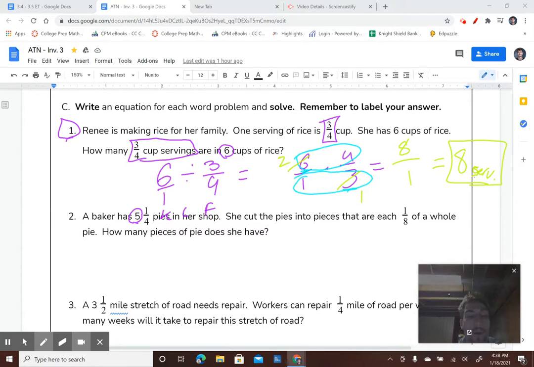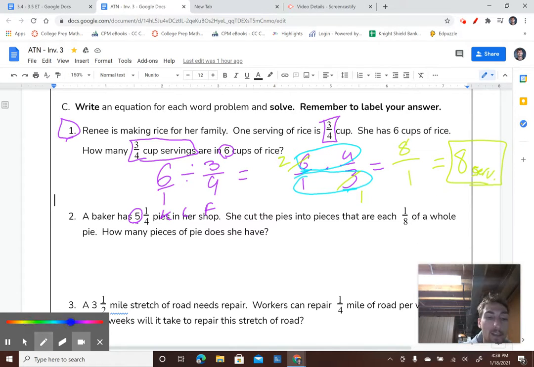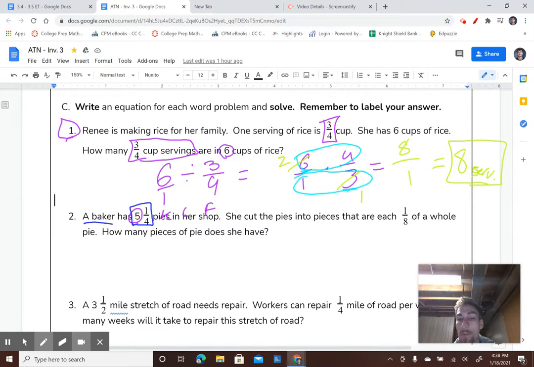Let's take a look at the second problem. It says, a baker has 5 1/4 pies in her shop. She cut the pies into pieces that are each 1/8 of a whole. How many pieces of pie does she have? All right, so here we're going to start with how many pies she has, which is 5 1/4 pies, and we're going to divide it by 1/8 because that's how much a slice is.